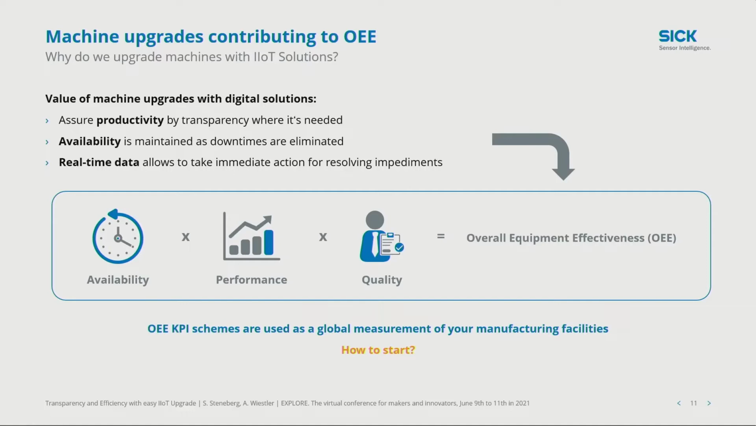Because it provides information about the productivity at the machine level, it provides information about the availability when the machine is running.